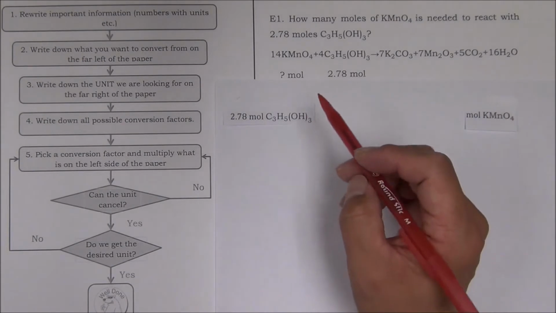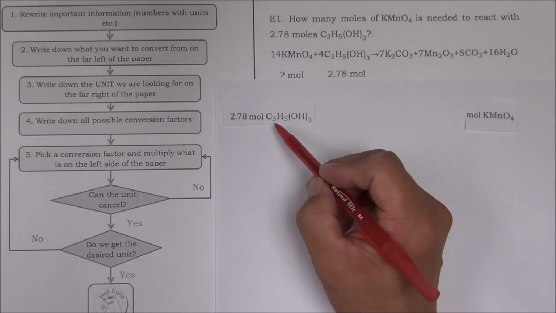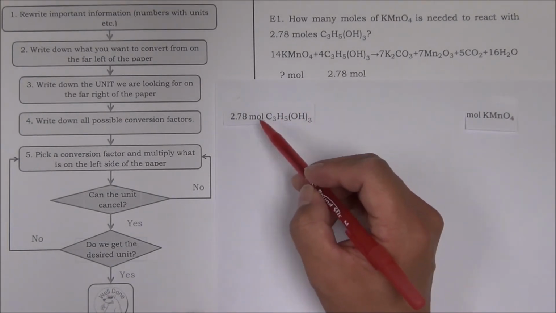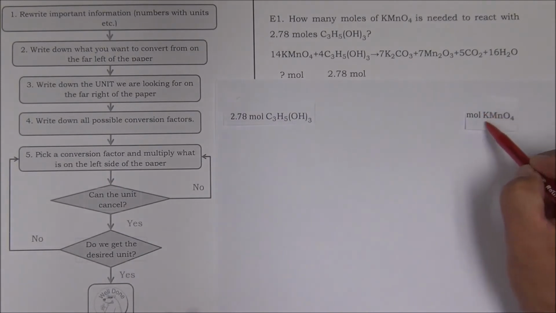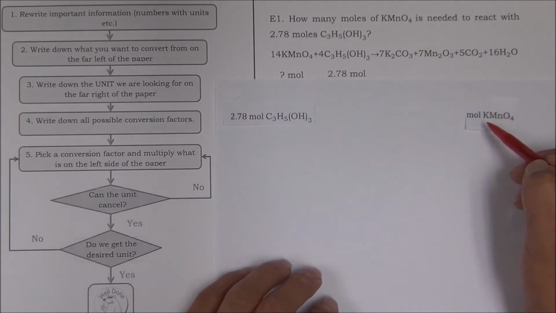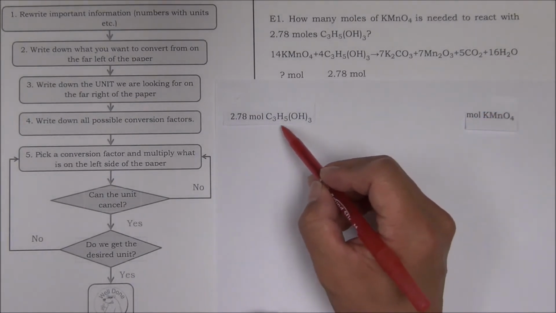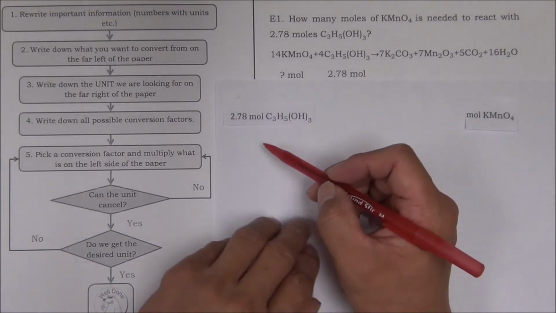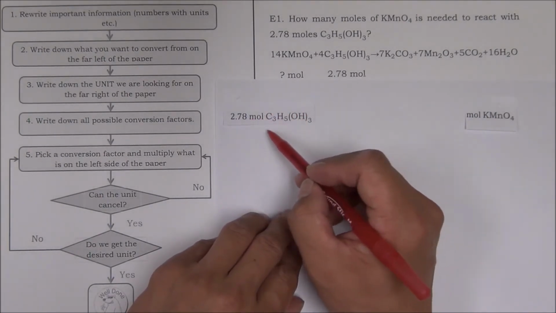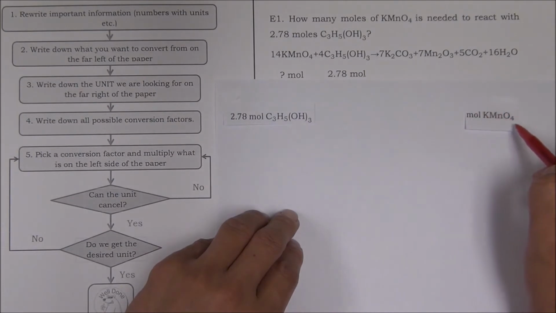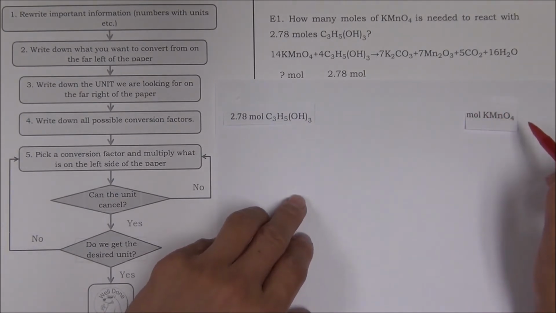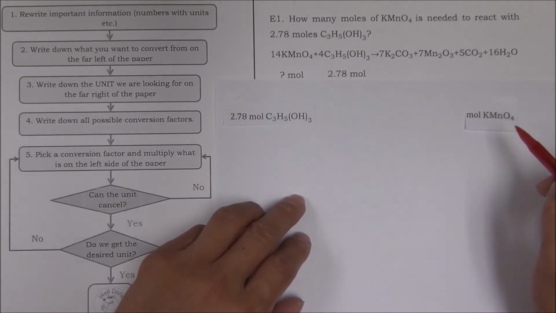You may have already noticed I put down a chemical formula behind the unit. The reason I put down the chemical formula behind the unit is moles glycerol is different than moles of potassium permanganate. If we put down the chemical formula, we can avoid miscancellation.